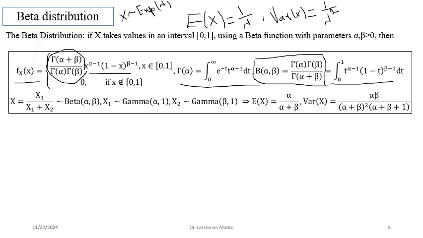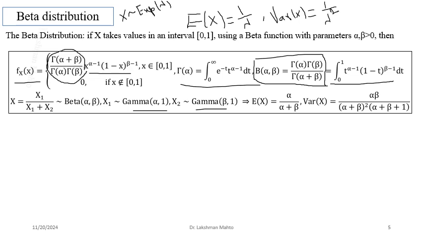And further, if you talk about the expectation of the beta random variable with this distribution, then you can say that x is a beta random variable having the relation x1 divided by x1 plus x2. What is x1? X1 is a gamma random variable with parameter alpha and lambda equal to 1. And x2 is another gamma random variable, with beta in place of alpha and lambda equal to 1. In the gamma there are two parameters. One is alpha and the other is lambda.